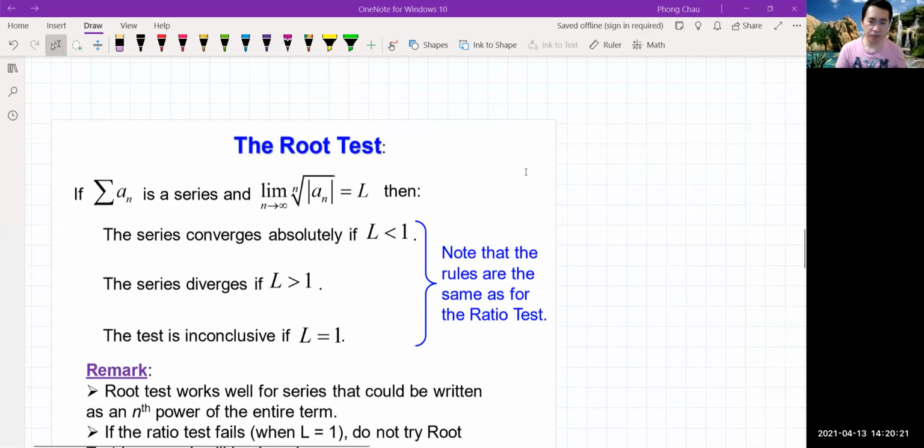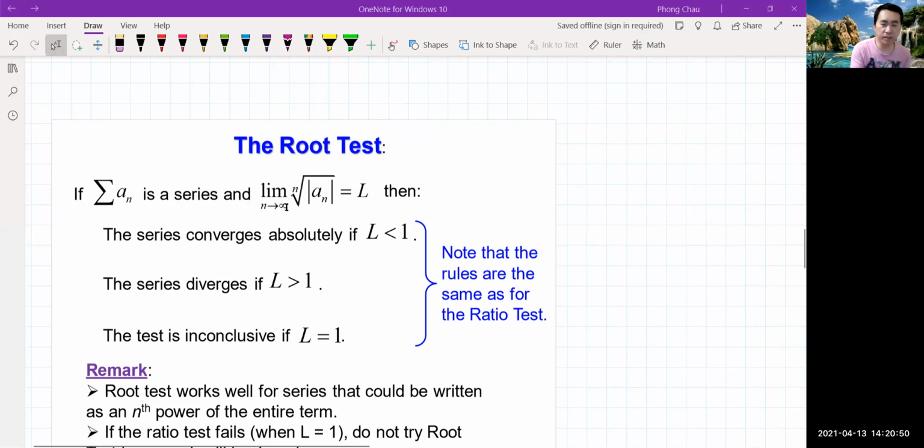Right, this continues the ratio and root tests. Now, here is the last test that we will need to learn to determine whether a series is convergent or divergent. The test here relies on the nth root. Okay, so that's what I call the root test.